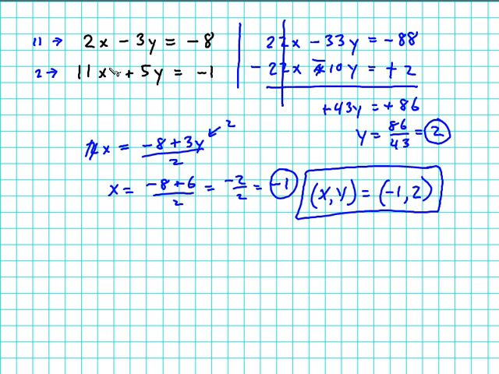Okay? And what numbers can we use? Well, 2 and 11 are pretty clear. If I multiply this by 11 and multiply this by 2, these will come out the same. If I wanted to equate these, notice it has the advantage that I wouldn't have to change the signs because they're already opposite signs. I could have multiplied the top equation by 5 and the bottom equation by 3. That would have given us the same result.